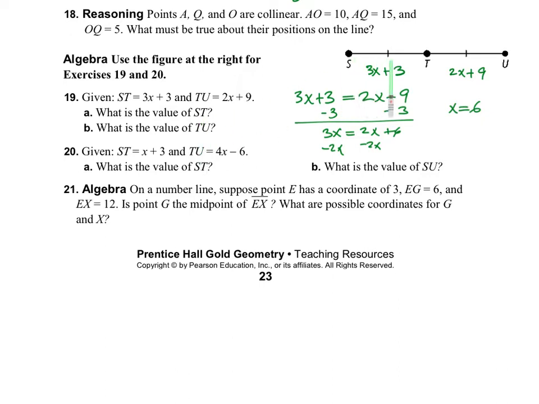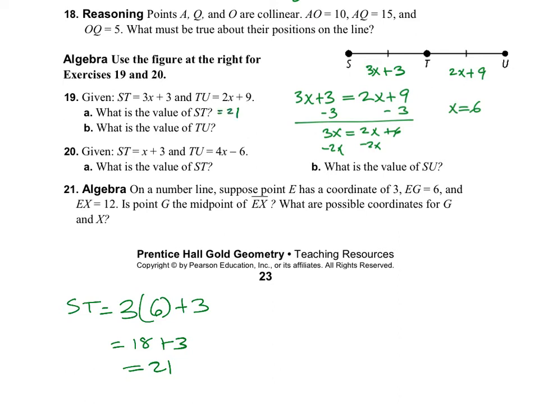But now I want to find ST. So ST is this one right here. So I know x, so in this case I'm going to substitute. I'm going to do it down here. So 3 times 6 plus 3. So ST equals 18 plus 3, that's 21, right? So this ST means that it is 21.